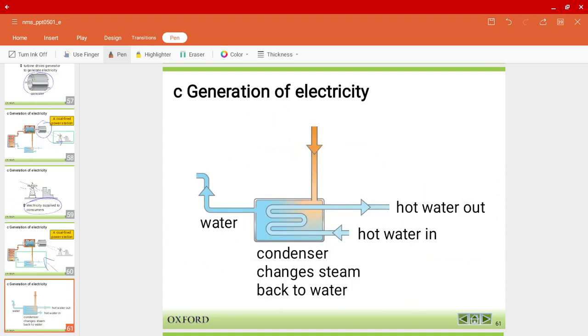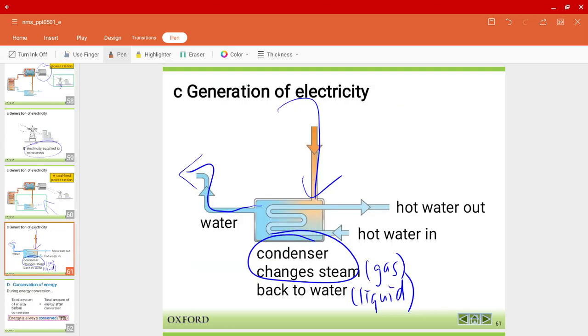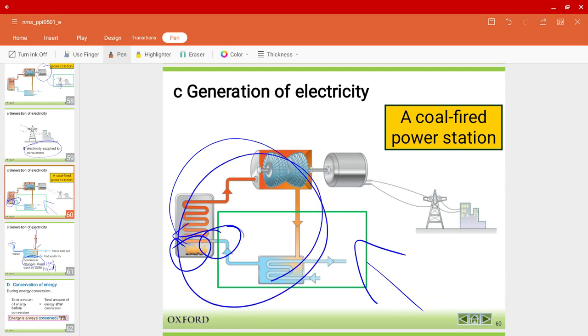Now let's focus back over here. After the steam is used, it goes back down to a condenser. You already learned about condensation. In the condenser, the steam, which was originally a gas, is converted back to liquid water. The water goes back into the process. Again, using coal to burn, the liquid water will again turn into steam. So it's a whole process. It goes back and forth, back and forth.